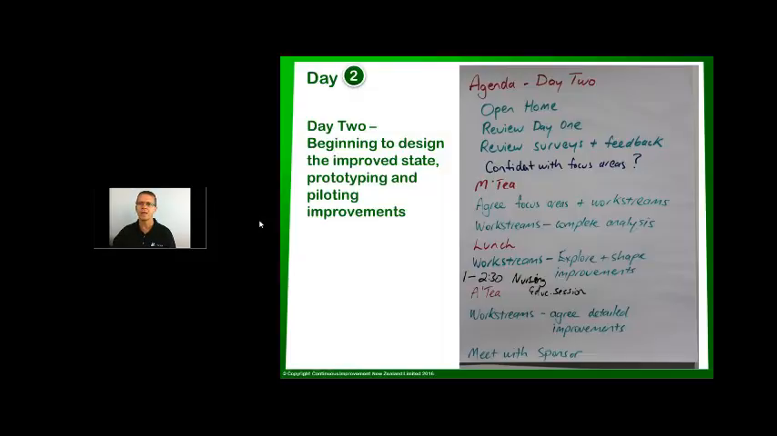After lunch, start to explore and shape the improvements, and then come back together as a team and agree detailed improvements. In this example that you're looking at, on day 1, the sponsor suggested, and this was a healthcare example, that there was a nursing training session available on day 2, and maybe the nurses who were coming to that training session should actually come along to another open home. So we had the flexibility, and we built that into the process.